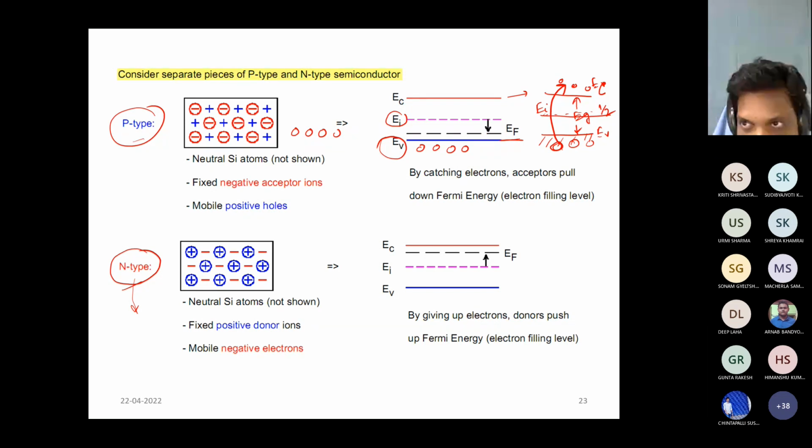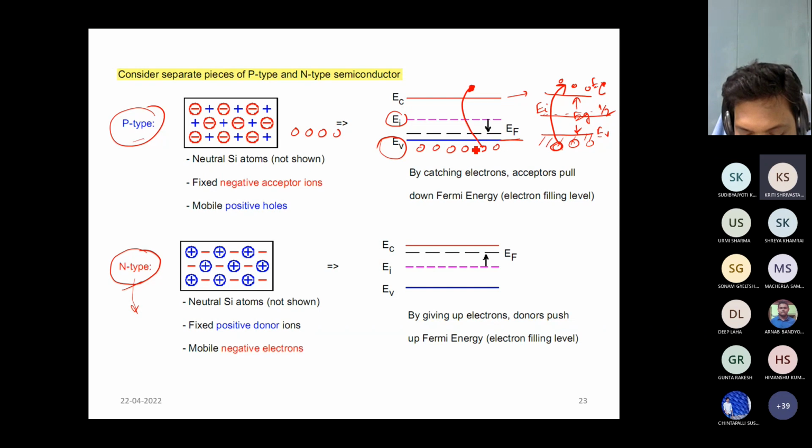Are you getting it? Yes, sir. Okay. So now, at any finite temperature, some of the covalent bonds may be broken. In that case, another electron-hole pair will be generated. That means the electron can jump into the conduction band. Any covalent bond breaking means it is crossing the band gap. Is it clear to you? Sir, please repeat this a bit.